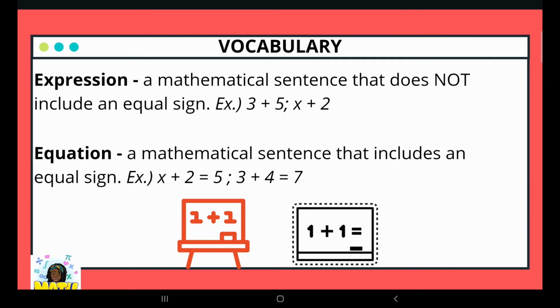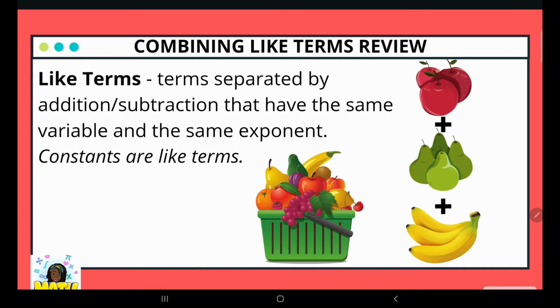Some vocabulary terms to review: an expression is a mathematical sentence that does not include an equal sign, whereas an equation is a mathematical sentence that does include an equal sign. Like terms are terms separated by addition or subtraction that have the same variable and the same exponents. Constants are like terms, right?